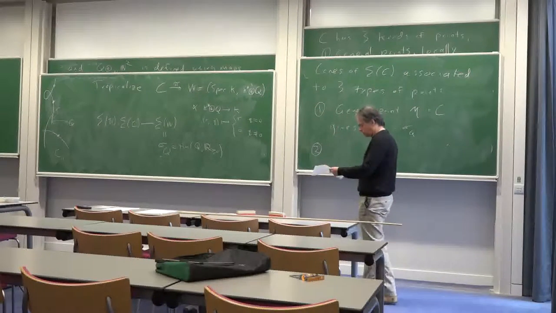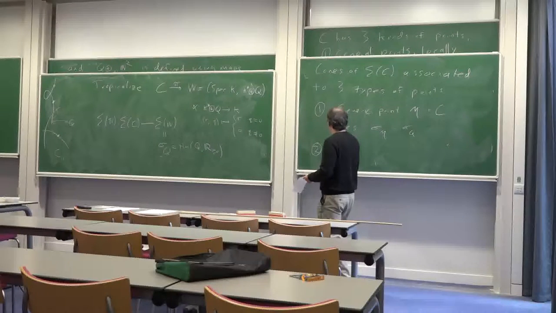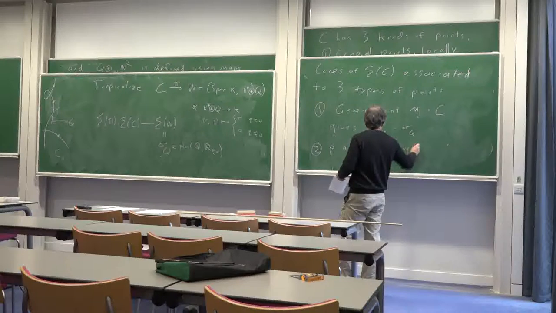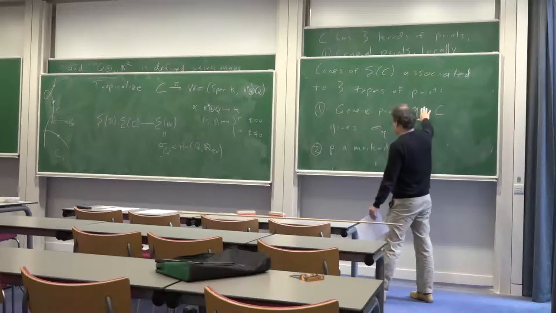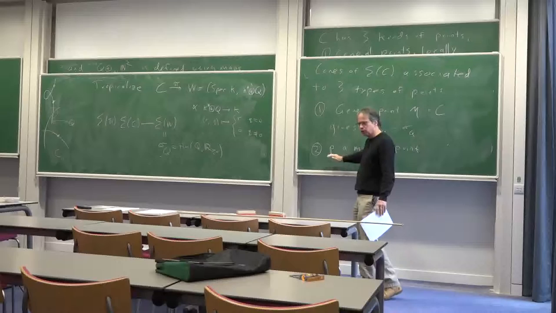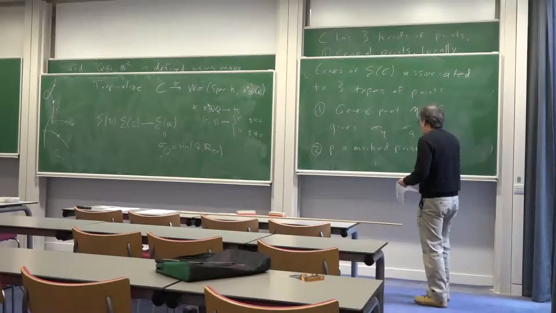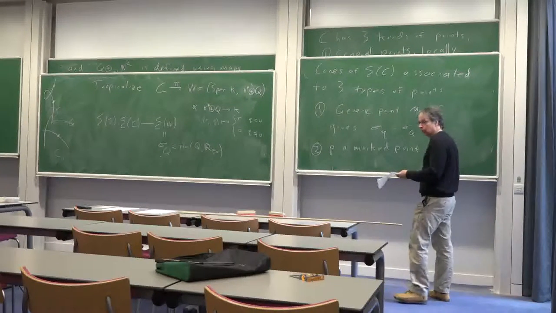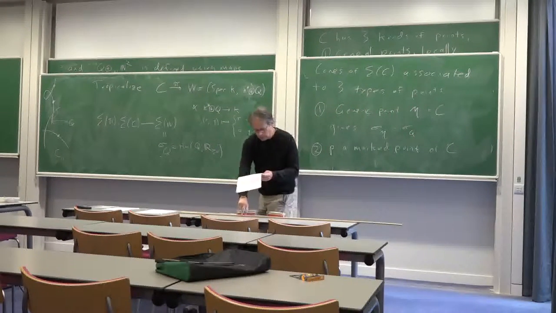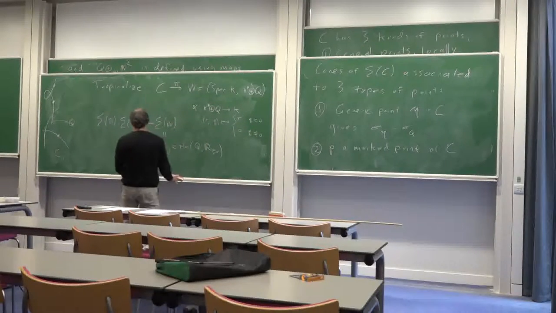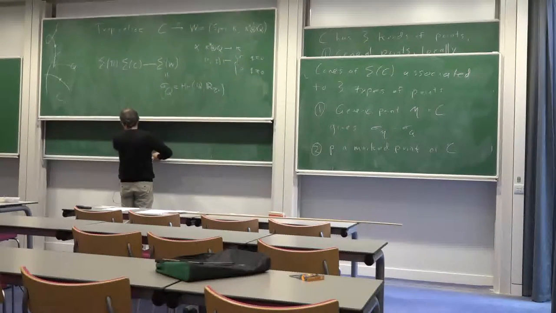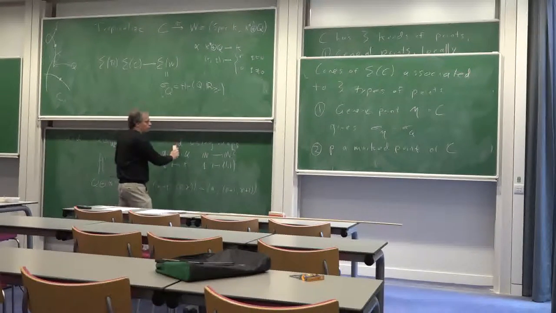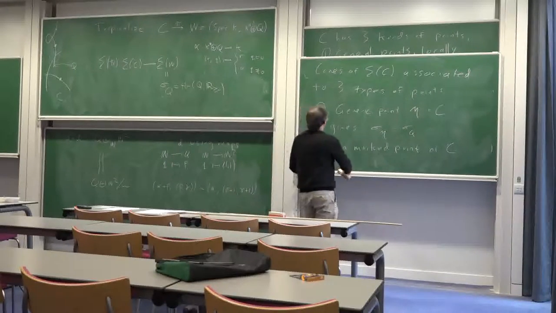Okay, so the second case is that T is a mark point. And by the way, we follow this naming convention in our paper: generic points of curves are eta, mark points are P. So P is a mark point of C. What happens there?